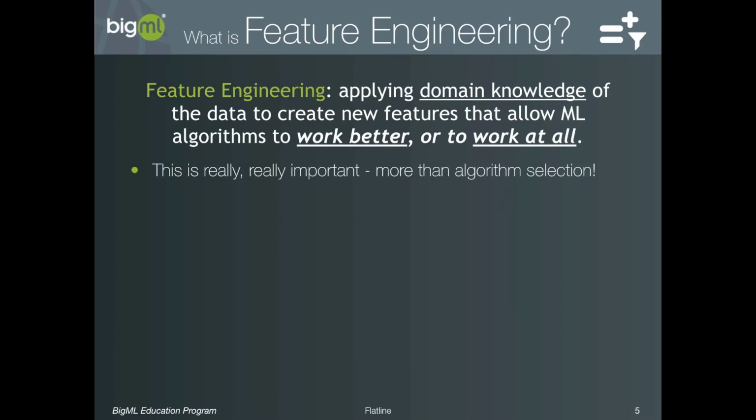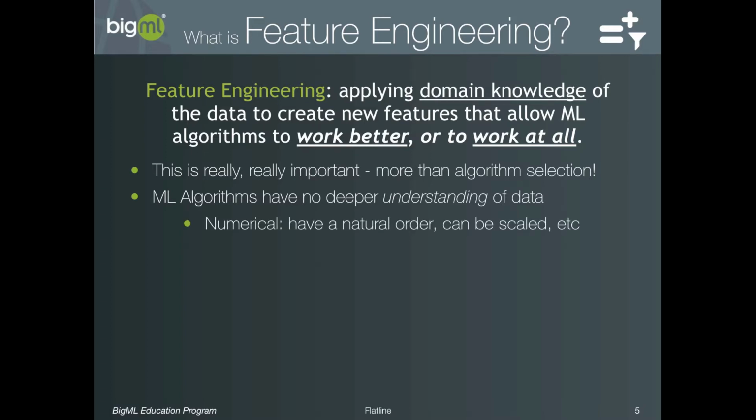And the dirty secret of machine learning is that feature engineering is really, really important. Spending a little time creating better features will generally improve a model more than trying different algorithms. But why? So the first thing to understand is that machine learning algorithms have no deeper understanding of data. If you provide a numerical field in your data, then the algorithm knows that they have a natural order, that they can be operated on mathematically, for example, to scale them, etc. But that's it. And if you provide a categorical field, then it knows that they are discrete values, nothing more. There is no sentience or experience over time being applied to your data. The algorithm only functions the way it was programmed.